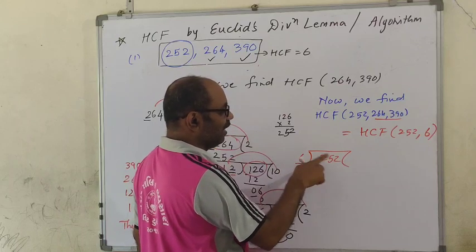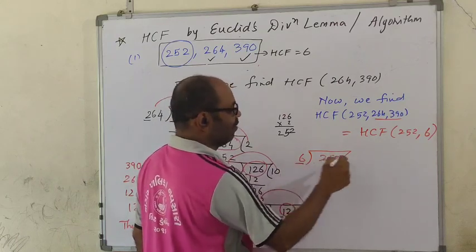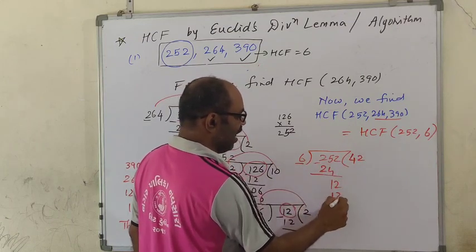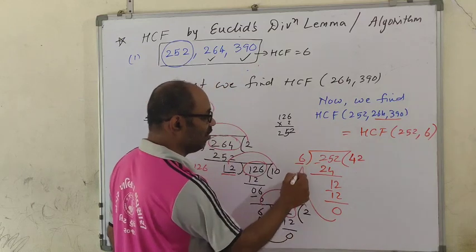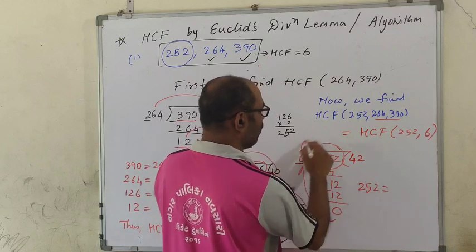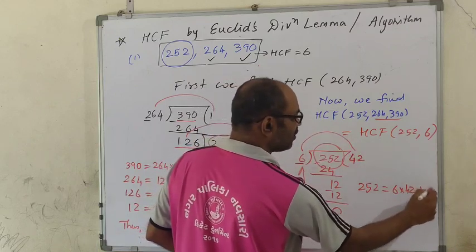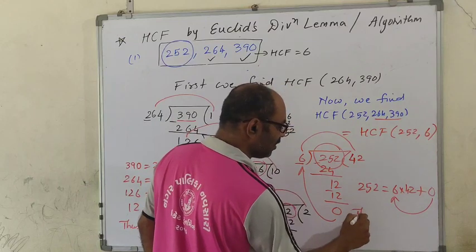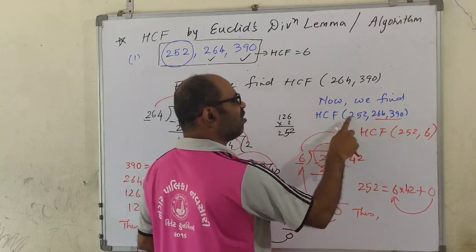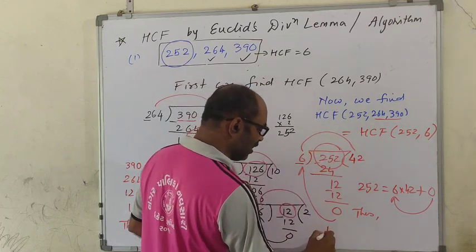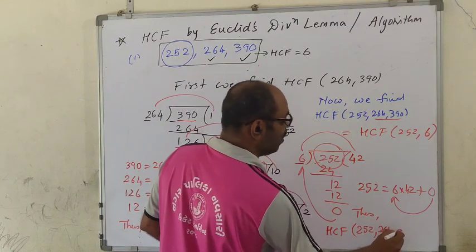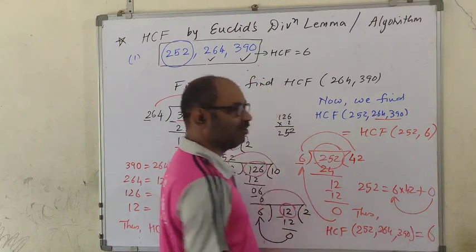Till you get 25, sorry, 6 ones are table. 6 4s are 24, 1, 12. 6 2s are 12. Well, you got remainder 0. Okay, so what is that? Euclid's algorithm: 252 is equal to 6 into 42 plus 0. You got the remainder 0. Thus, we found HCF of 252 and 6, which is also the HCF of all three numbers. So directly I'll write HCF of all three numbers 252, 264 and 390 is equal to 6.